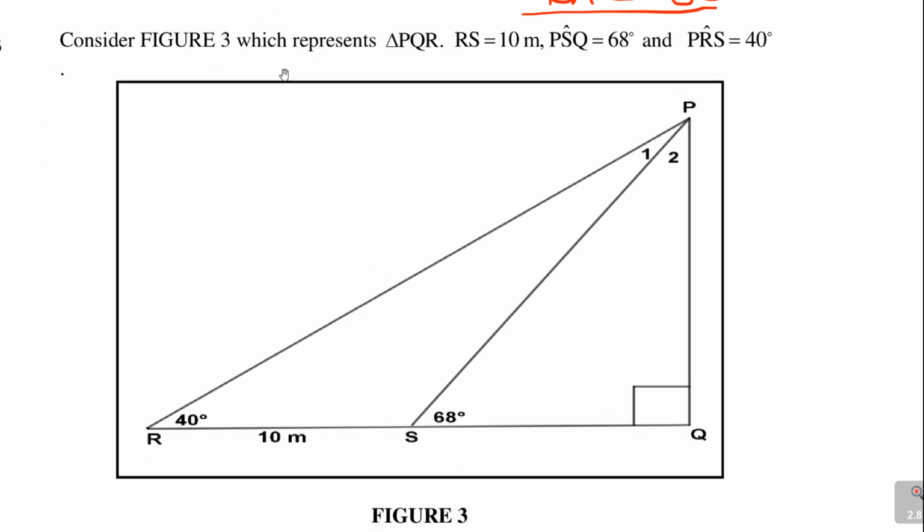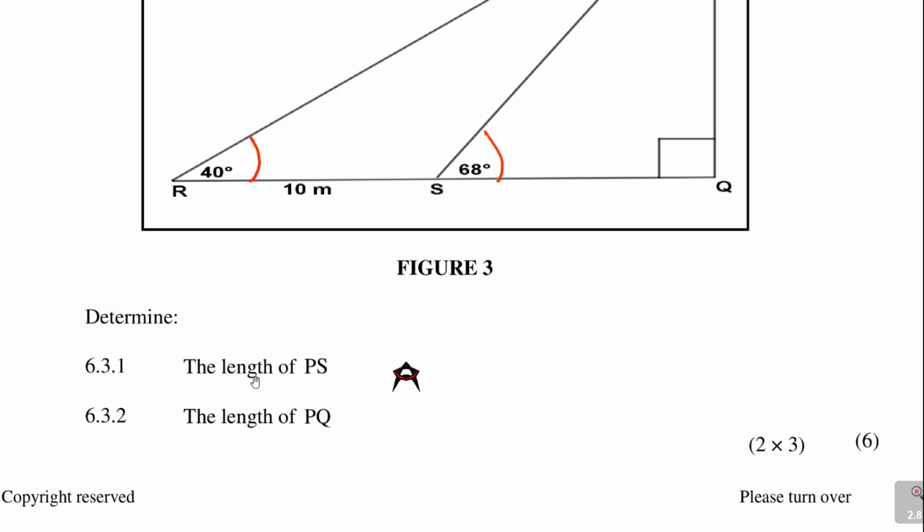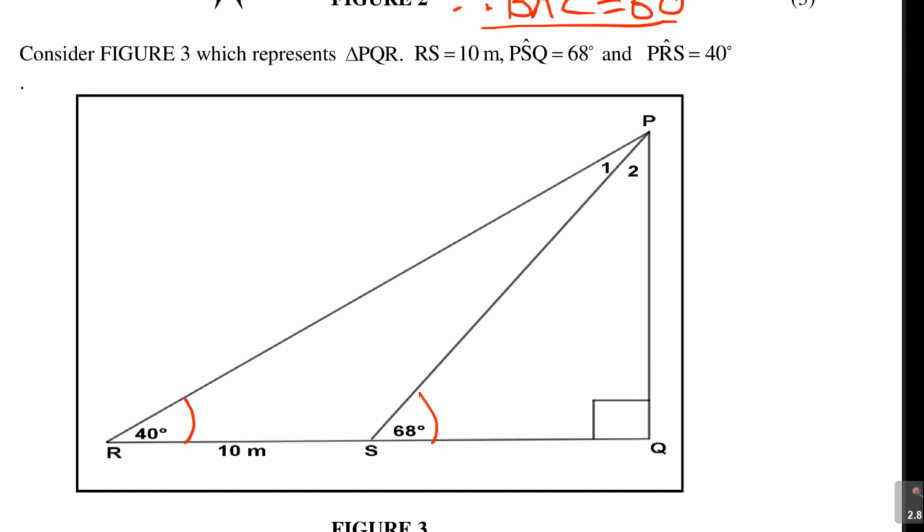Now consider figure 3, which represents triangle PQR. RS is 10. You can see that. PSQ is 68, which is this side. And PRS is 40, which is that. Now with this diagram, they're saying determine the following: the length of PS. They want the length of PS. Let me mark PS. Make it bigger there. P and S. They want that length.